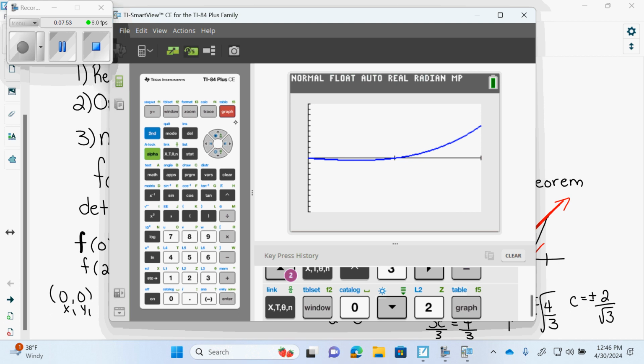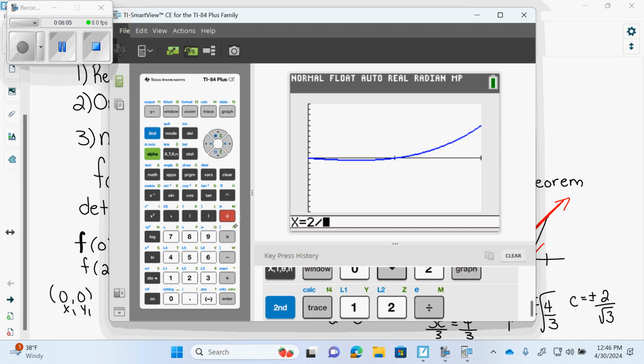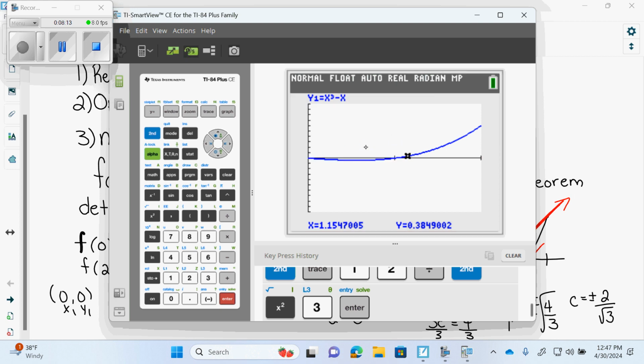And we just said one of the c's is at 2 over root 3. Negative 2 over root 3 is outside the domain, so that one's going to be extraneous for us. So if I go second trace value, 2 divided by root 3, I get a dot right here. Now what happens is I have a slope running like this, through those points 0 and 2, correct?